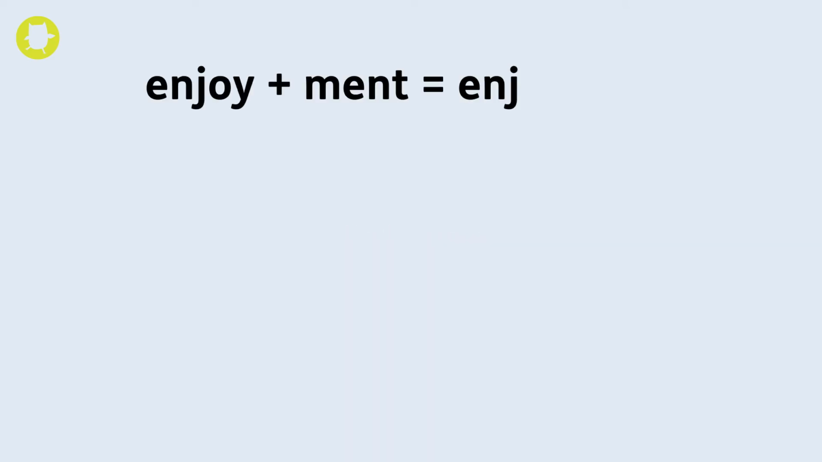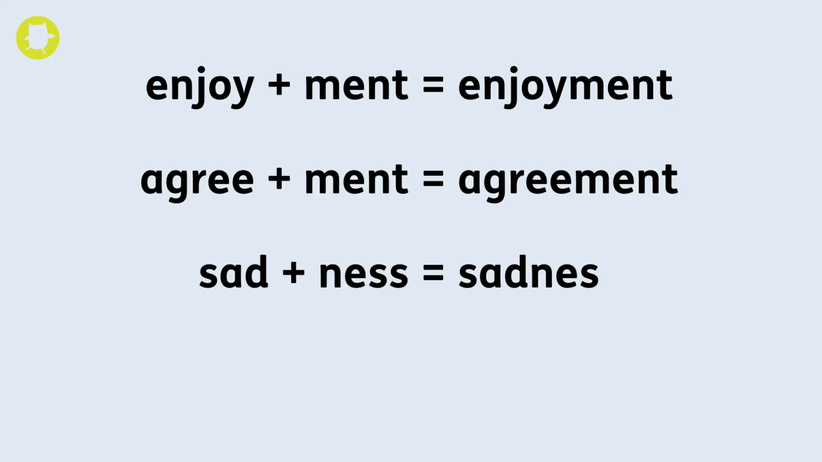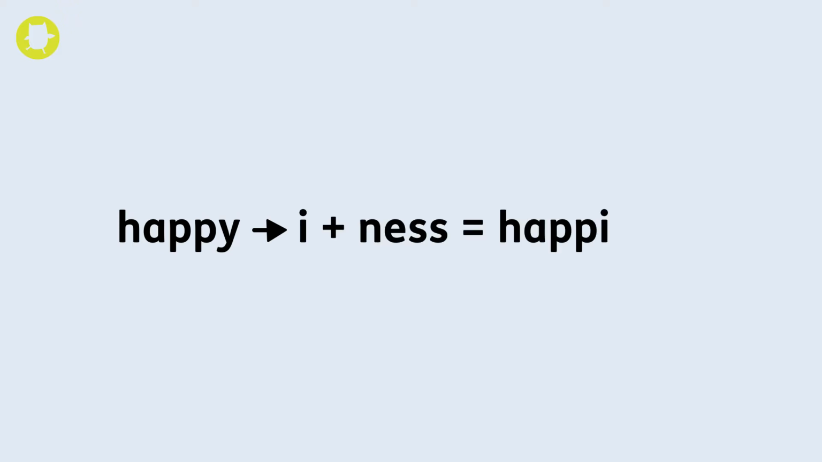A suffix is a group of letters that is added to the end of a word. Some suffixes are added to words to make nouns. The most common are ment and ness. Some words that end in y change the y into i before adding the suffix.